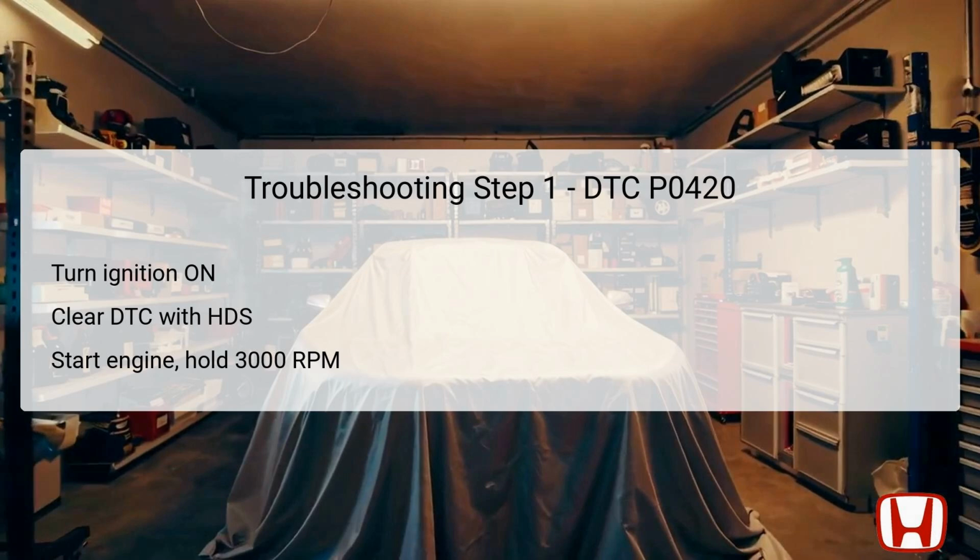This action powers the vehicle's onboard diagnostic system. Subsequently, it is crucial to clear the DTC using the Honda Diagnostic System, HDS, which allows the system to erase any stored trouble codes. After clearing the DTC, the next step is to start the engine and maintain an engine speed of 3,000 RPM without any load, ensuring that the automatic transmission is in the park or neutral position, and manual transmission is in neutral.